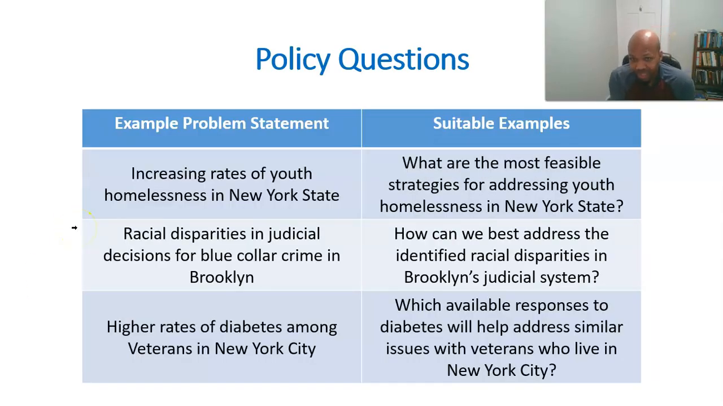Now, some suitable examples of policy questions. I brought forward some of the problem statements that I showed you in the earlier slides. Let's just tackle the first one. The first problem statement example I provided was increasing rates of youth homelessness in New York State. A suitable example of that is really just rephrasing it into a question. What are the most feasible strategies for addressing youth homelessness in New York State? As you survey the debate or the landscape of the problem, you may go beyond New York State and look to see what Connecticut is doing in terms of youth homelessness.